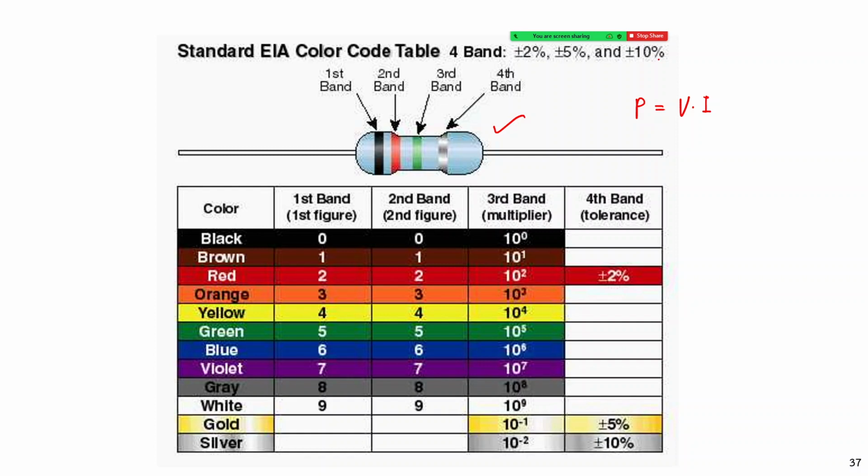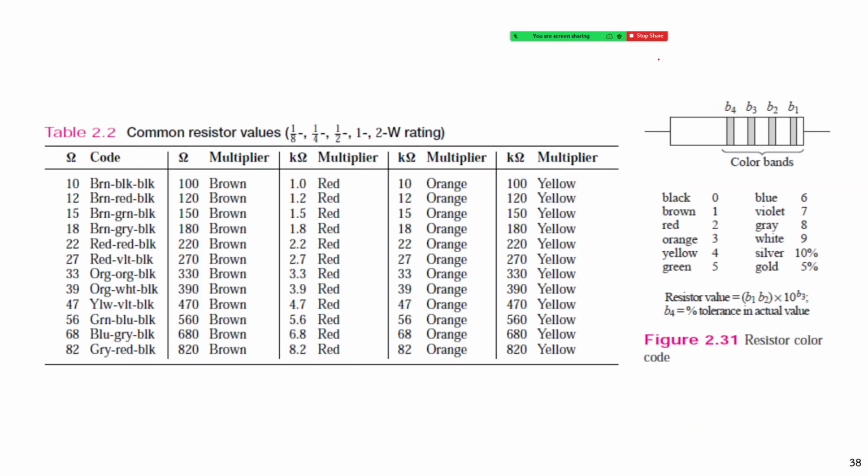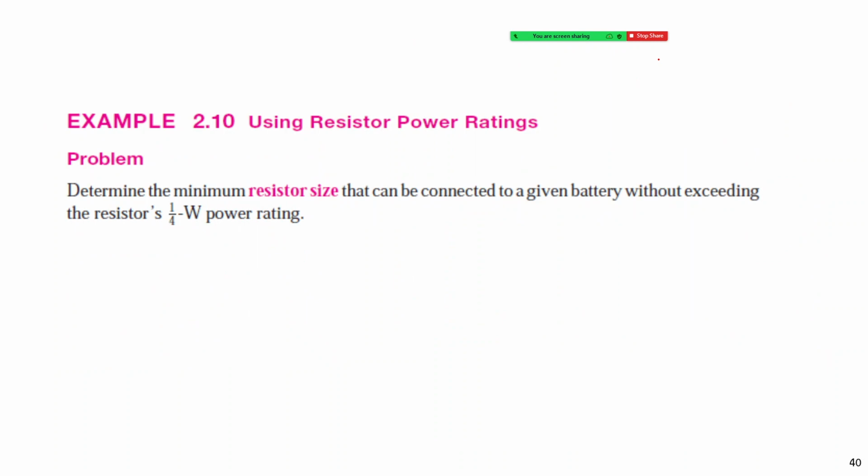So when you select the resistor, you need to know how much the rating of that equipment is. If you use it higher than its rating, the resistor will burn, right? The resistor will burn here. Okay, for example, if the resistor cannot be used for power exceeding 1/4 watt or 0.25 watt, this is the rating of the resistor.